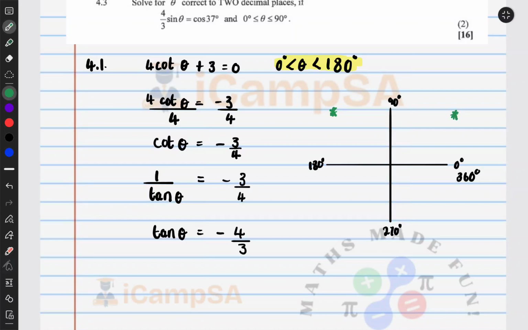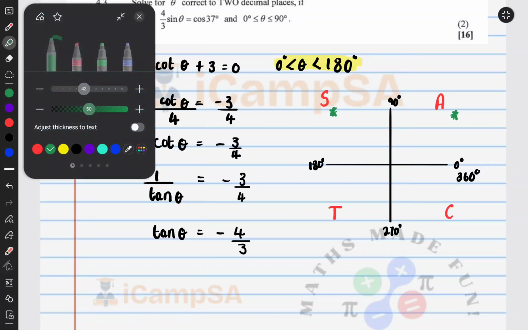and quadrant 2. And let's remind ourselves of the CAST method. The CAST method is CAST. It tells us that in the first quadrant, where you see A, all the trigonometric ratios are positive, and in the second quadrant only sine, in the third only tan, and in the fourth quadrant only cosine is positive. And then what do we have next here?